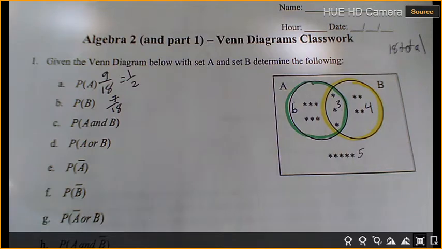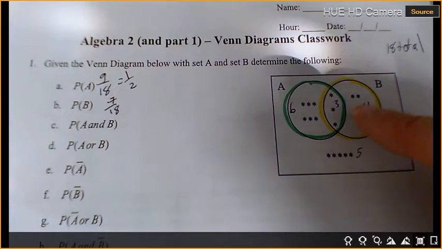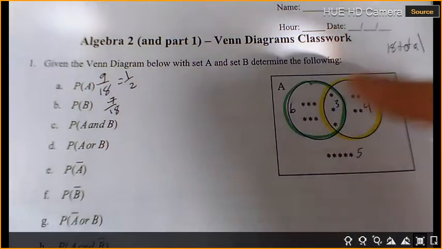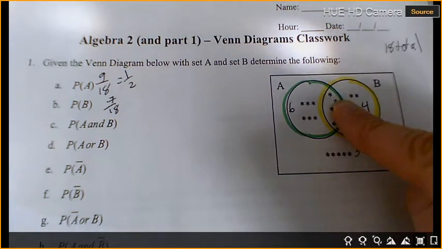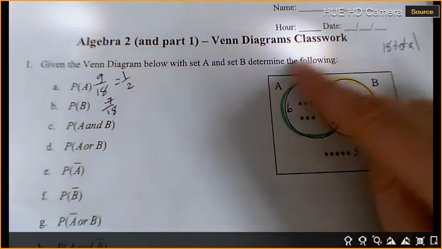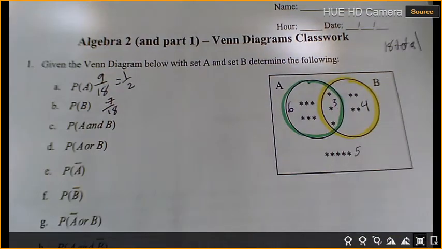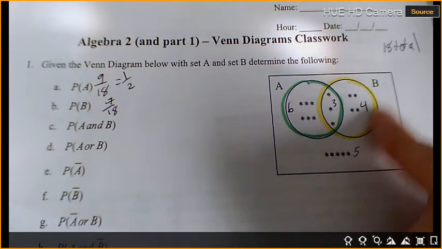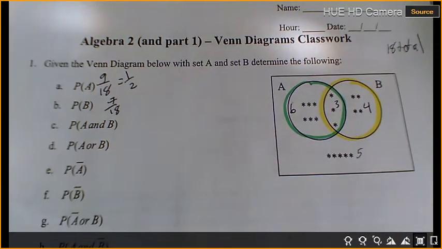I get it. Okay. So when I'm looking at A, I've got to include the middle 2. So I have 6 here and 3 here, because that's all A, probability of A. And then when I'm looking at probability in B, I've got to include those 3 again that are in the middle.